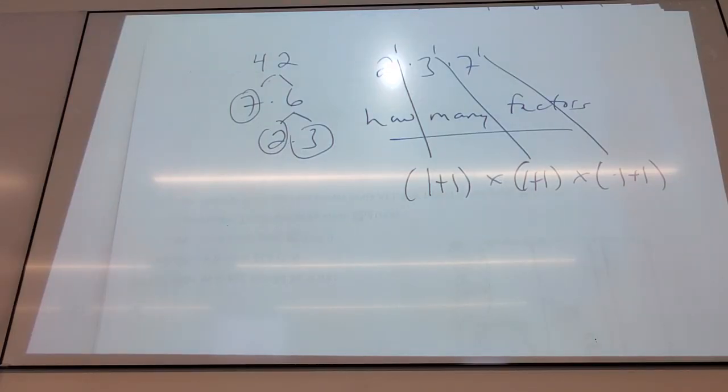So how many options do I have for the number of 2's I can use? None or 1? So there's 2 options. So how many options for the number of 3's I can use? I can use none of them or 1 of them. Do you guys see? I always add 1 to the power, because then I'm adding the option that I could just not use any of them.